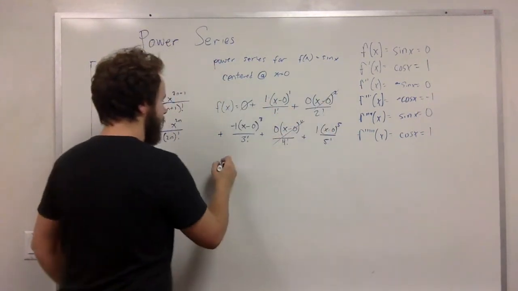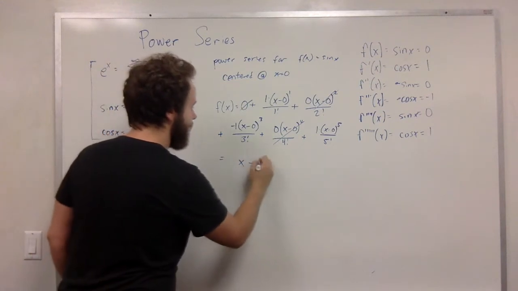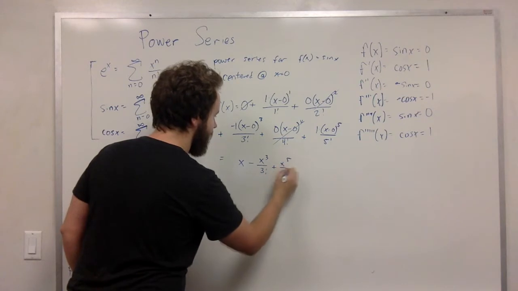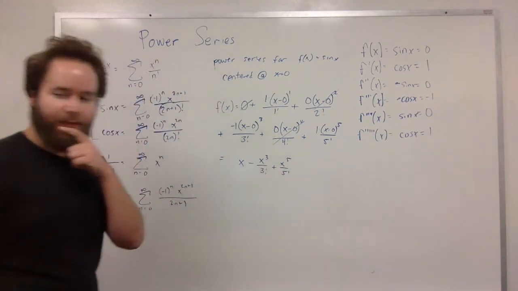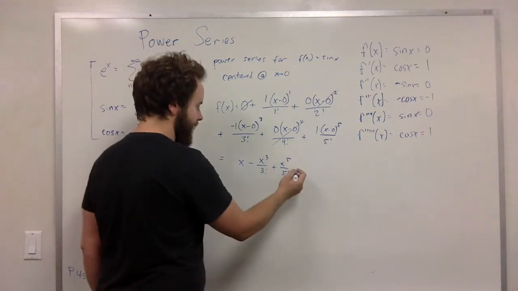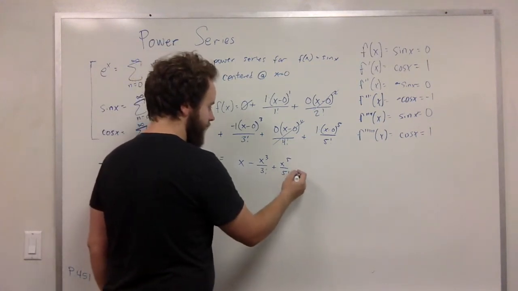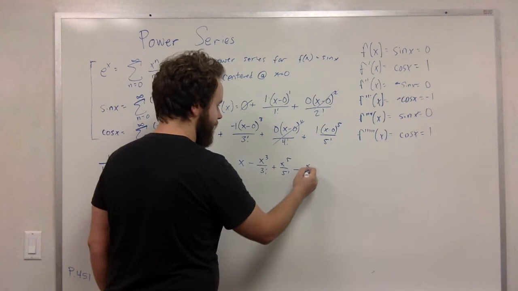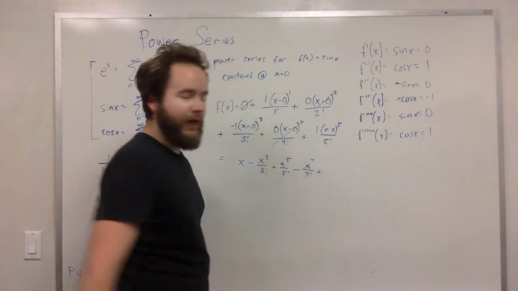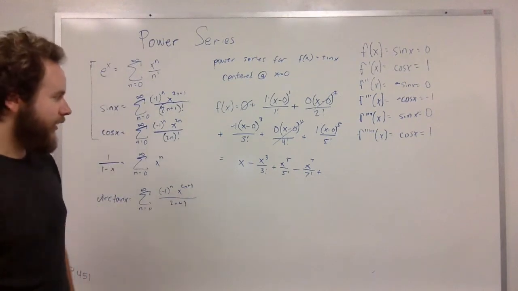And so this simplifies to x minus x cubed over 3 factorial plus x to the 5 over 5 factorial. And you probably can take a stab in the dark as to what the next term in that list would be. How would you guess? Minus x to what? X to the 7th over 7 factorial, right? And so we're kind of gleaning a pattern here just by taking a few derivatives.